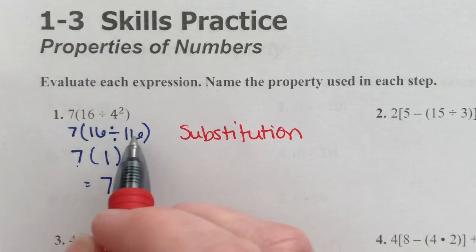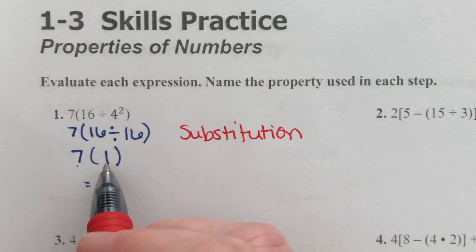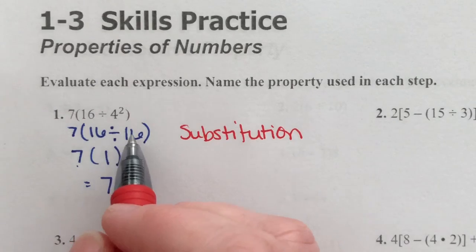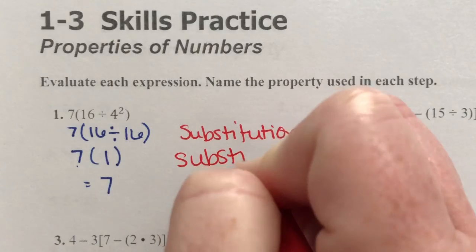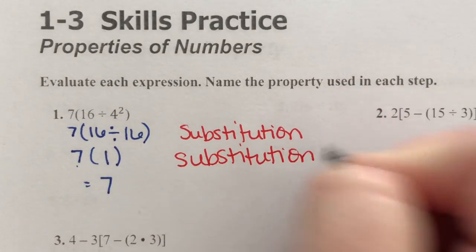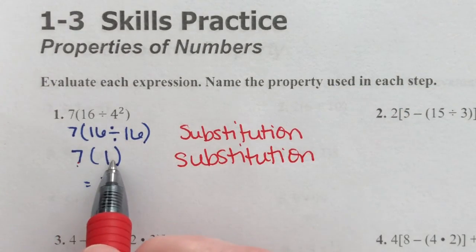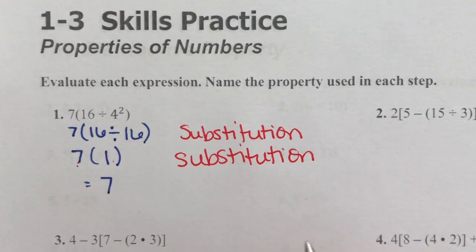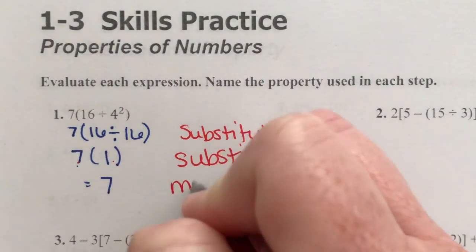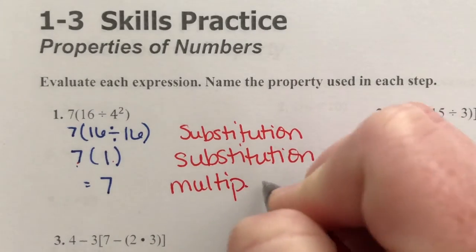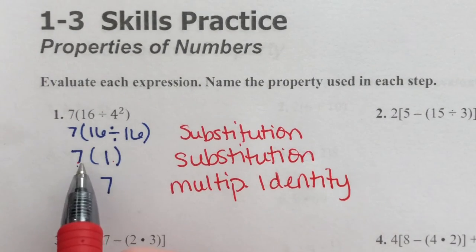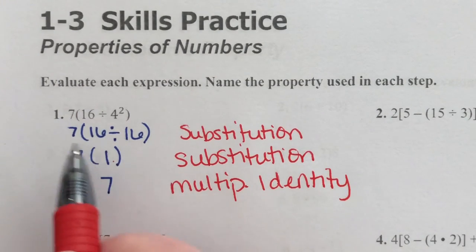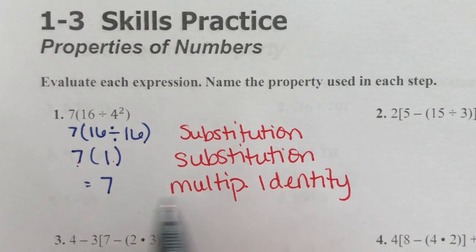All right, and then going from 16 divided by 16 to 1, this is substitution again. And then when I multiply 7 times 1 and get 7, that's the multiplication identity. And I'm going to abbreviate identity. Anytime we multiply two numbers together and the original number stays the same, it keeps its identity. That's the multiplication or the multiplicative identity.